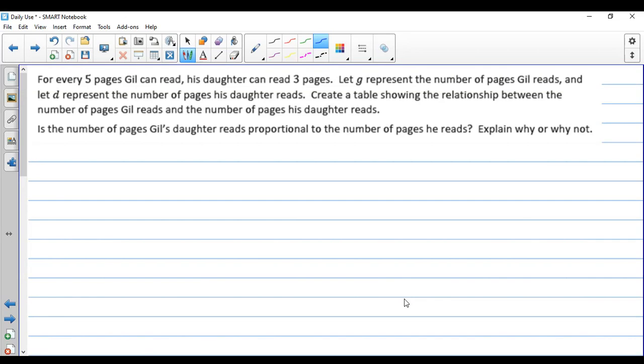Today, we are going to look at two examples of relationships, and we are going to use tables to prove whether or not these relationships are proportional.